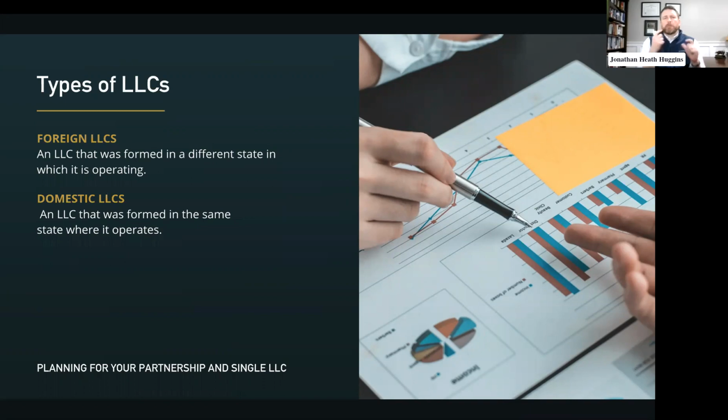Okay, I did mention that there are two major types of LLCs. One is a foreign LLC, and then there is a domestic LLC. If you're living in a state and you operate the LLC and do business within that state, that is considered a domestic LLC. A foreign LLC is, suppose you set it up here, but you want to work a business opportunity in a different state, so you're conducting business in that state. That is considered a foreign LLC, and you need to sign up with that state as well.